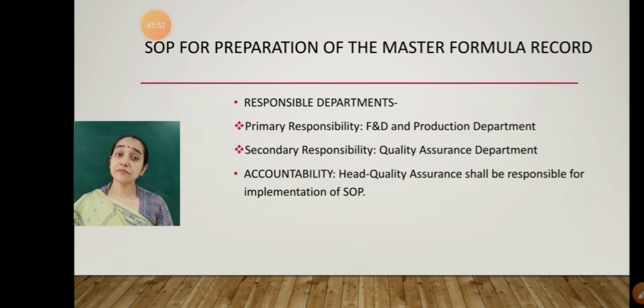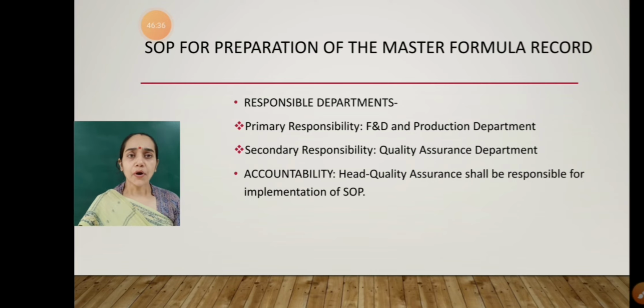Once the SOPs have been finalized and the batches prepared using these SOPs are working in a reproducible manner, then these will be considered for the preparation of the master formula record. Now the secondary responsibility: when the product is produced in a reproducible manner in yield, quantity and quality in terms of appearance, it is the part of the quality assurance department to evaluate. What are they going to evaluate? They are going to evaluate the quality of the product.